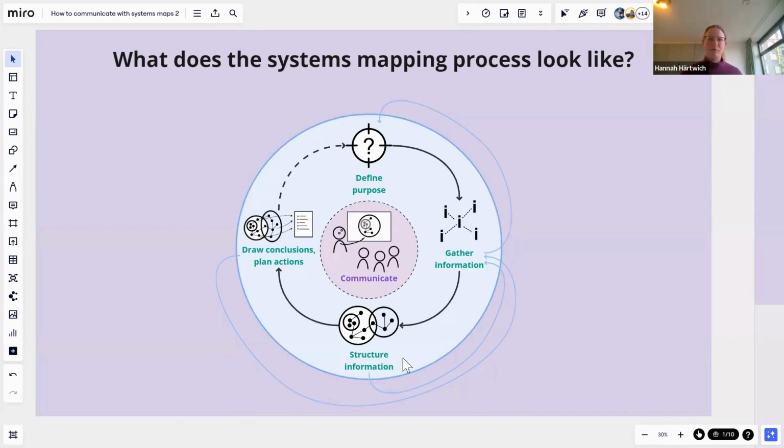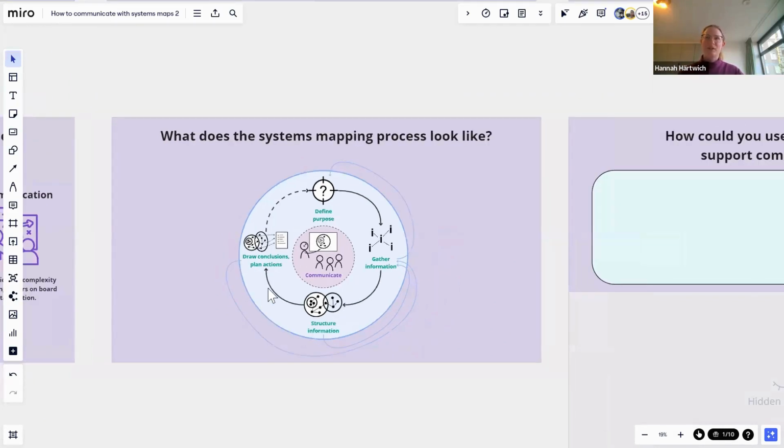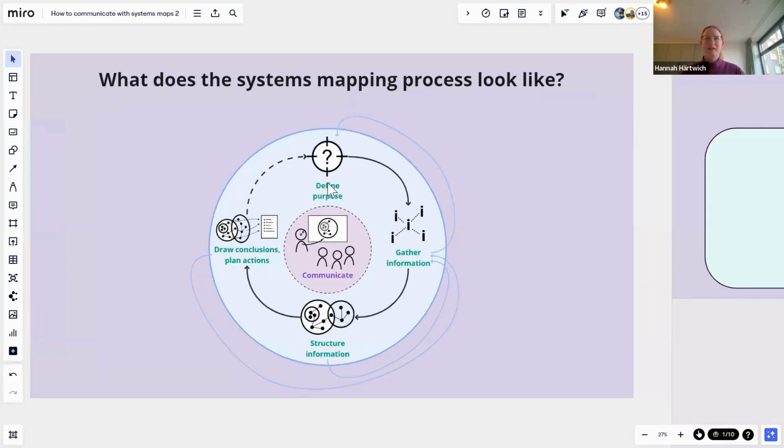We will always move back and forth between gathering information, structuring the information that we have, and figuring out, okay, where are we still missing information? And from there, going out to search for more information to fill in the gaps. So, looping between these core activities. You see in the center, throughout all of these steps, we will use the systems map to support the communication that is needed throughout the step.